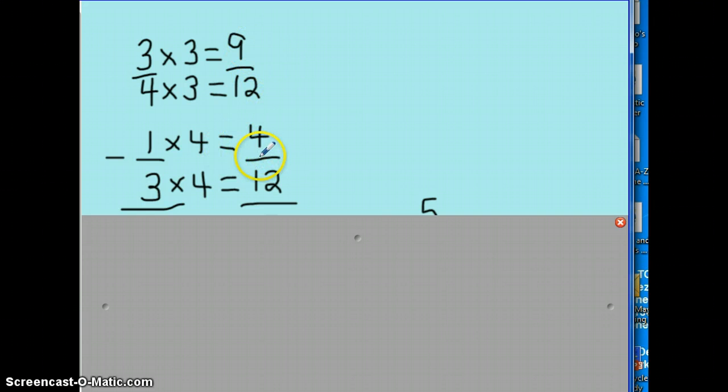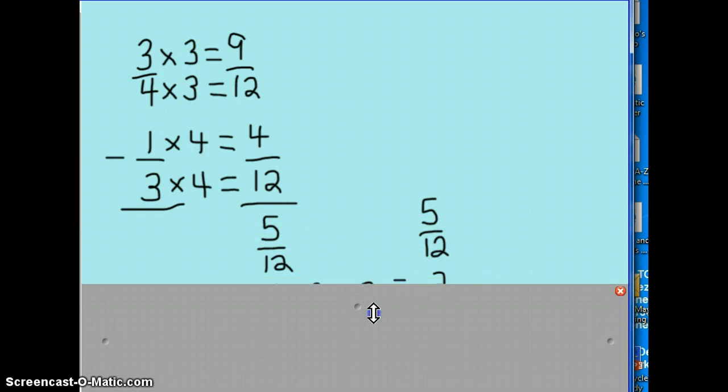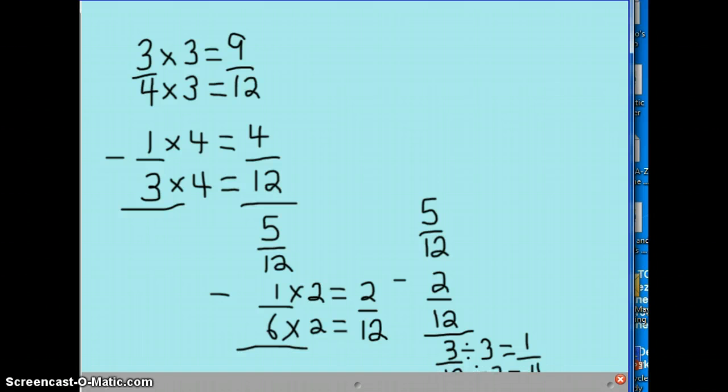So 9 minus 4 is 5, and I leave the 12. So I have 5/12 minus 1/6. Okay, so 5/12 is right here, and I just took it and saved room. Minus 1/6. Well, 6 I still need to turn into a common denominator, so I put 12 across from it. How many 6's go into 12? Well, that answer is 2. So I multiply my denominator by 2 and my numerator by 2, and I get 2/12. So 5 minus 2 is 3, and I leave the 12.